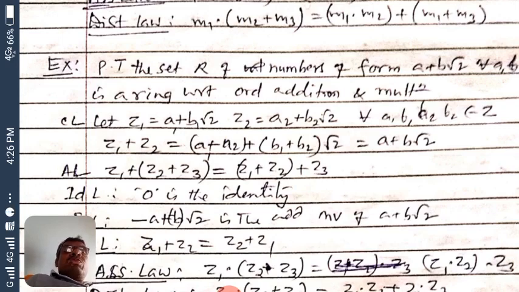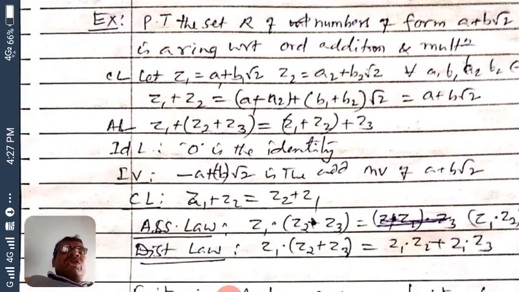Similarly, in case of the associative property, consider another element, say z3, because z1 and z2 were already selected in the first law. The third element is z3, which is a3 plus b3 root 2. Again, in the sum, we get LHS equal to RHS. Therefore, the associative law holds. Again, in case of the identity law, 0 is the identity element. And the inverse law: for a plus b root 2, its inverse is minus a plus minus b root 2. When we add these two, we get 0. That is our definition holds.